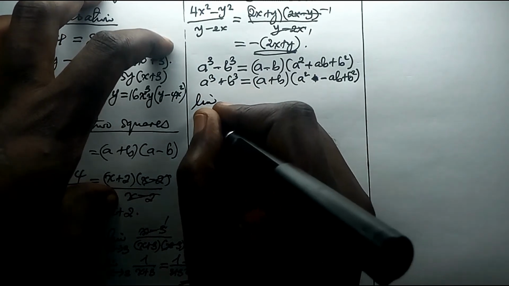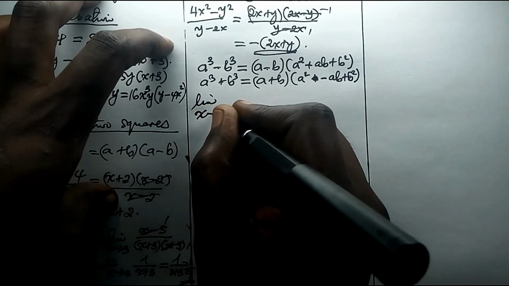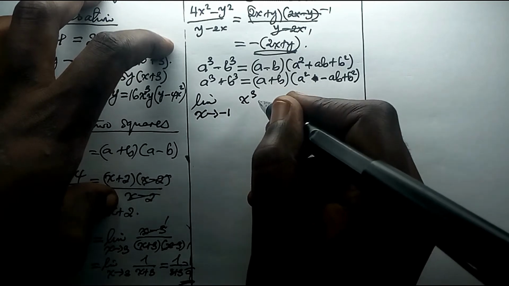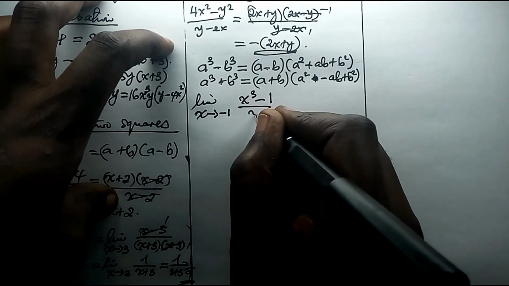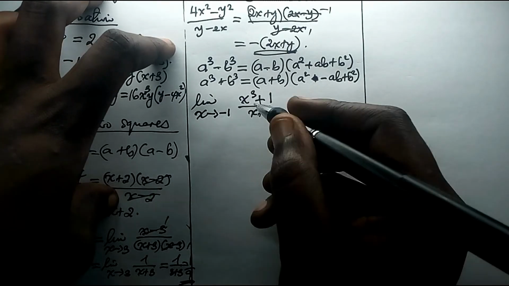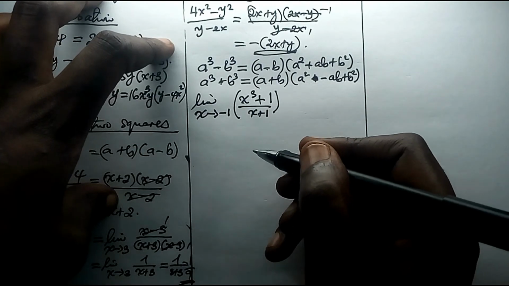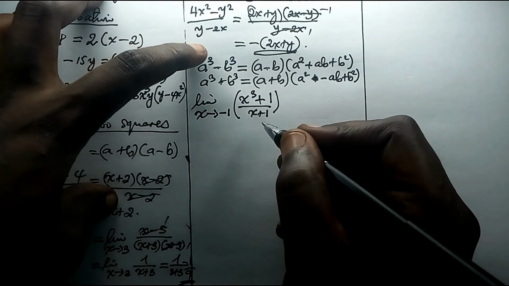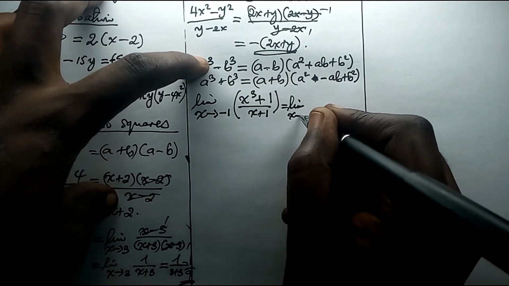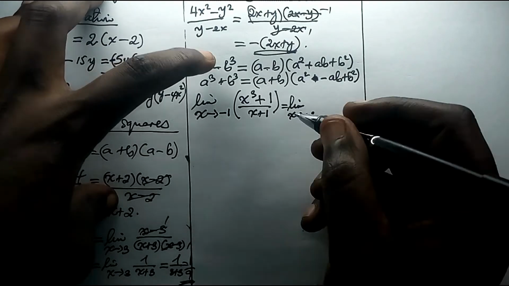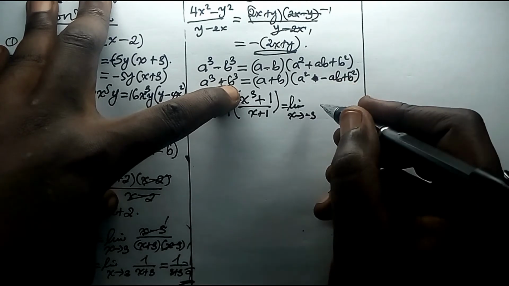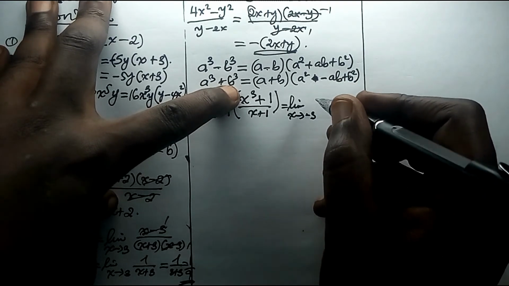We could have again a situation where we need to evaluate the limit as x tends to negative 1 of x cubed plus 1 all over x plus 1. And if I try to substitute directly, it leads to the indeterminate form. So we need to simplify, and the sum of two cubes comes up at the numerator. X cubed plus 1. 1 is also a cube. So x and 1 are involved.